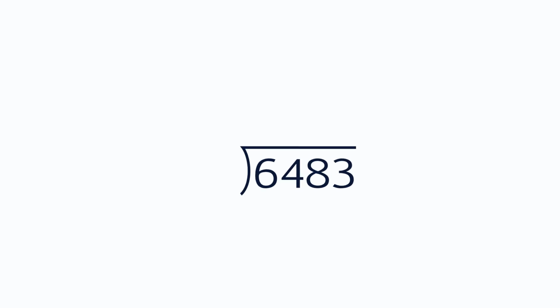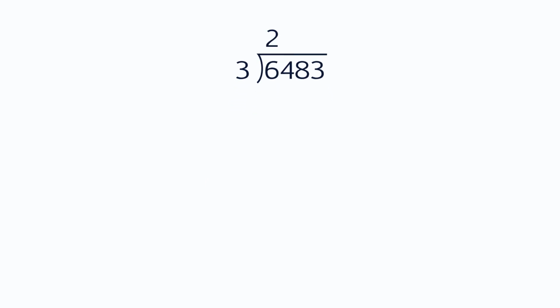6,483 divided by 3. Don't worry if you haven't seen this division symbol before. You will learn all about it in the next video. Now just watch what happens as this 4-digit number is divided digit by digit. Most of the action takes place down below.